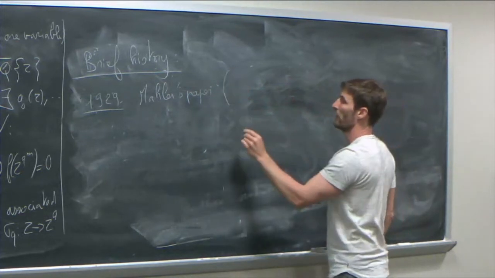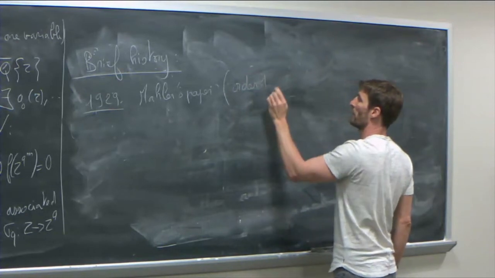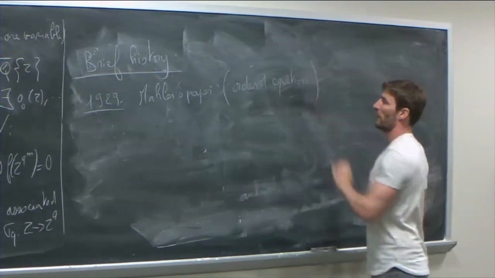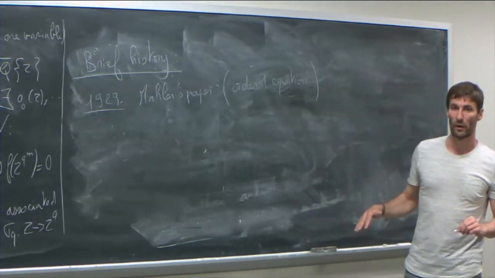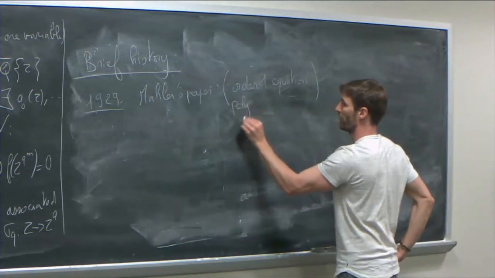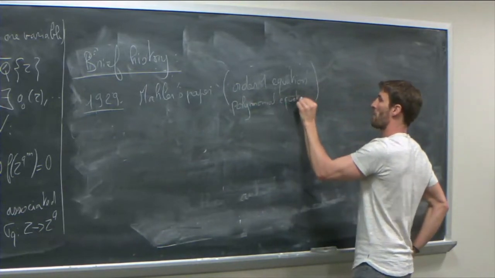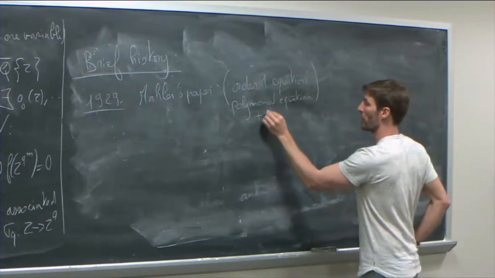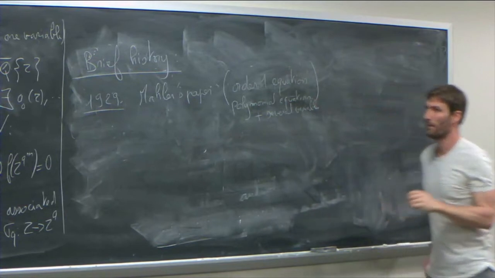In Mahler's work, he considered only order one equations, perhaps inhomogeneous, but he also considered more general equations, not only linear. He also considered some polynomial equations, and equations in several variables.